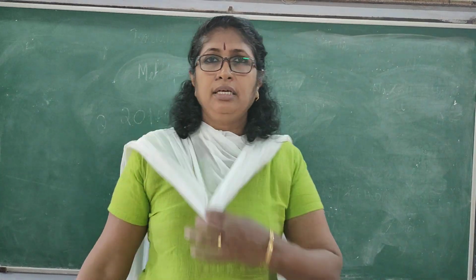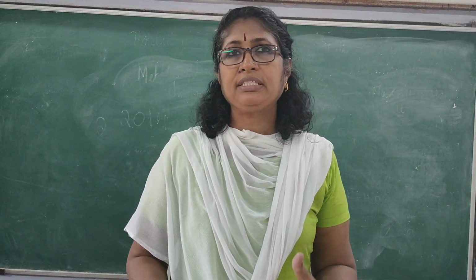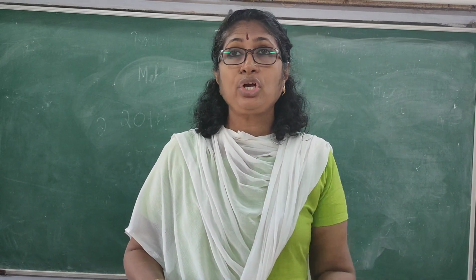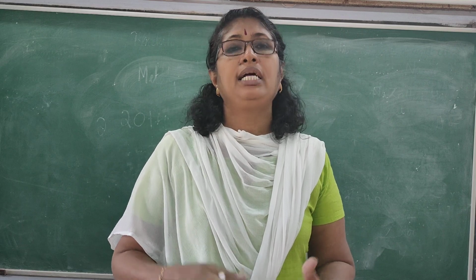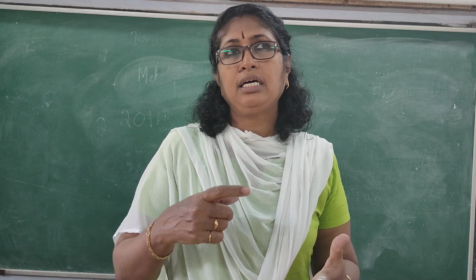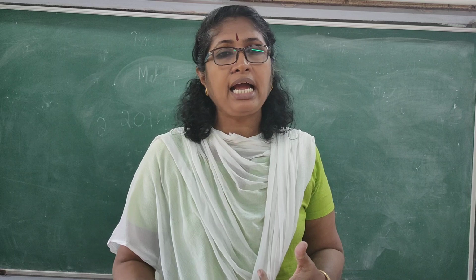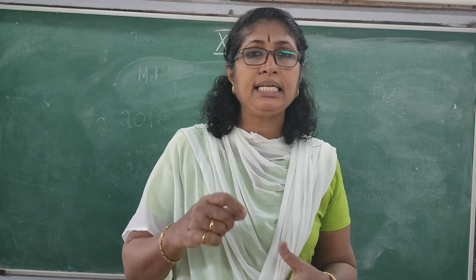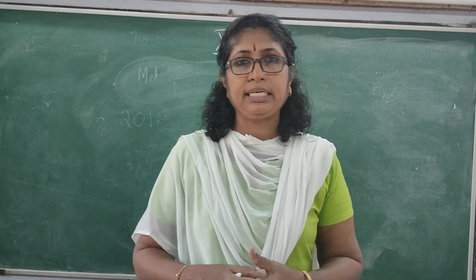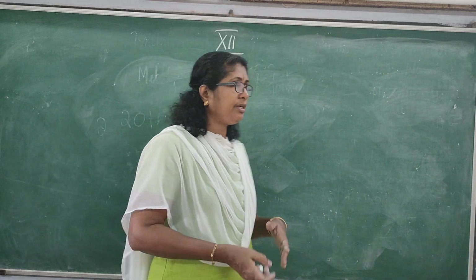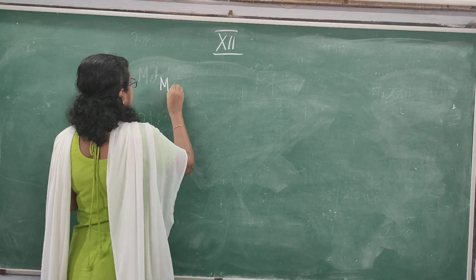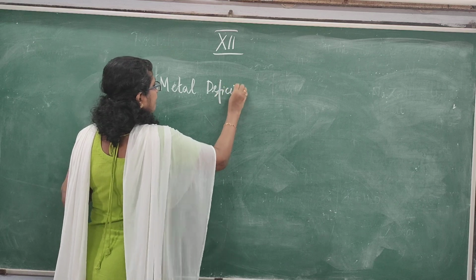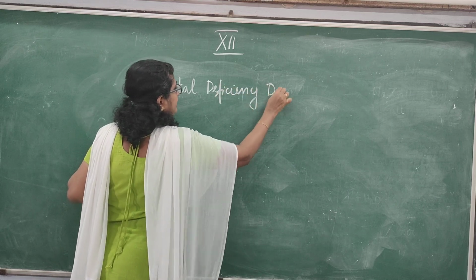We have completed the different types of defects, that is the stoichiometric and non-stoichiometric defects. In stoichiometric defects we have completed the vacancy defect, then interstitial defect, and in ionic solids the Schottky and Frenkel defect. We also completed the metal excess defect in non-stoichiometric defects. Today we are coming with the metal deficiency defect. Now what is metal deficiency defect?